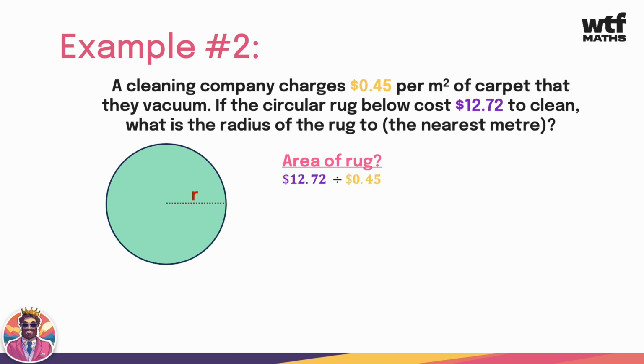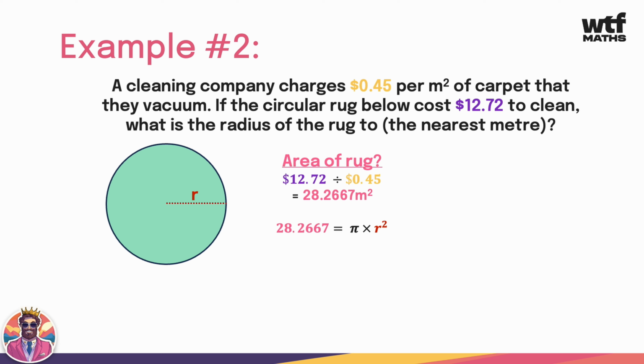Well, if it costs $12.72 to clean and it's 45 cents per meter squared, if we go $12.72 divided by 45 cents, it'll tell us how many meters squared were vacuumed. In this case, 28.2667 meters squared were vacuumed. Now that we know the area, we can just use the formula for a circle. So 28.2667 is pi times radius squared.